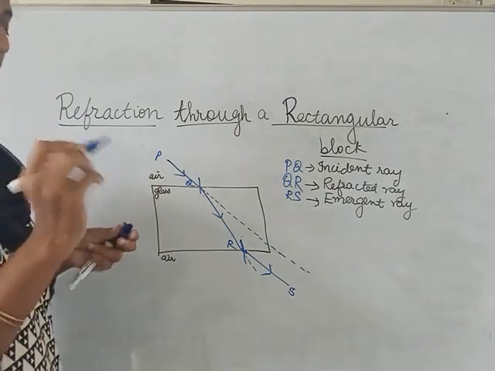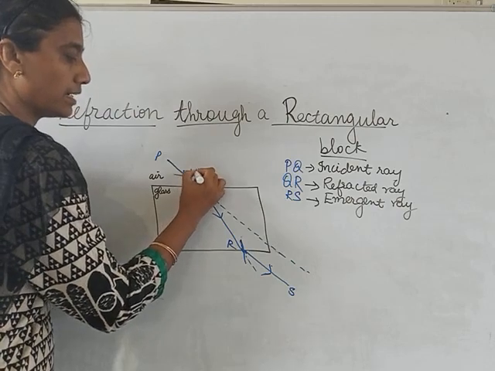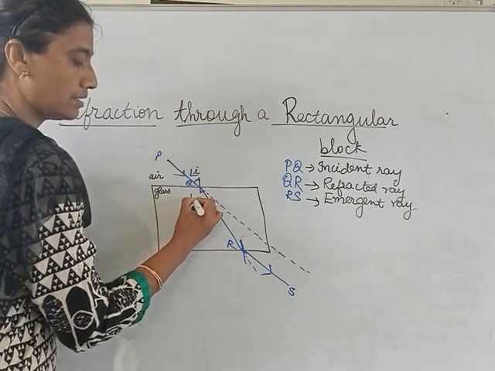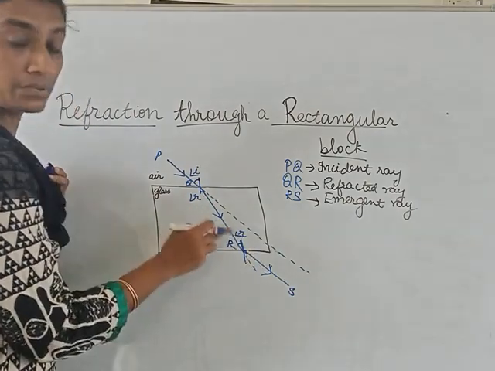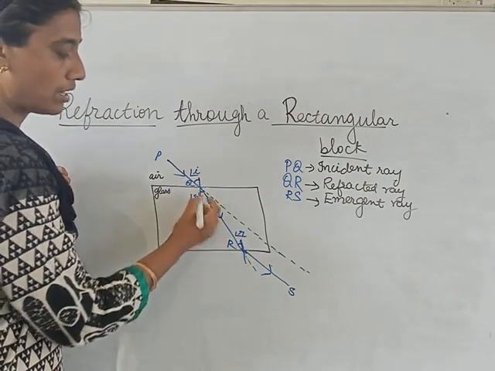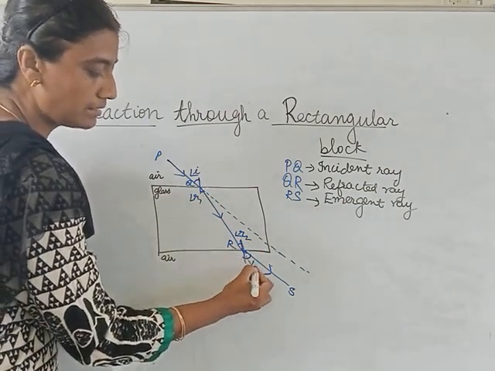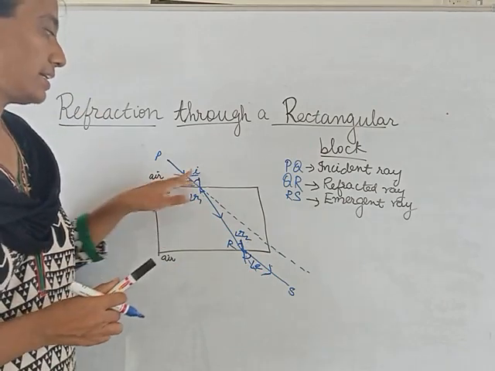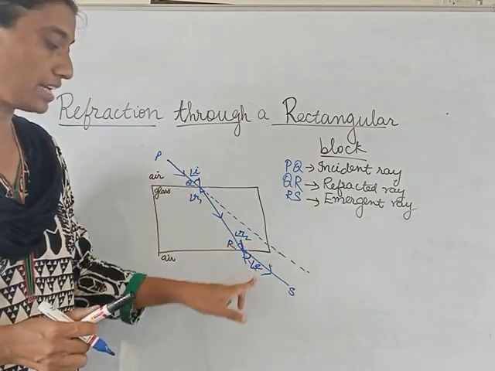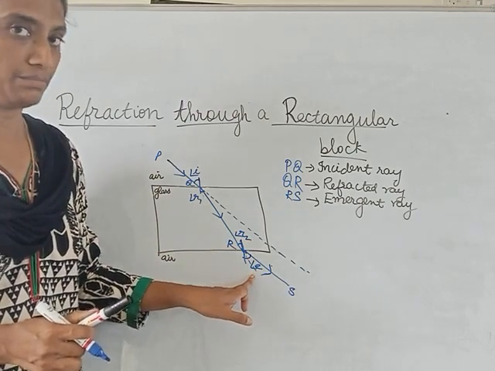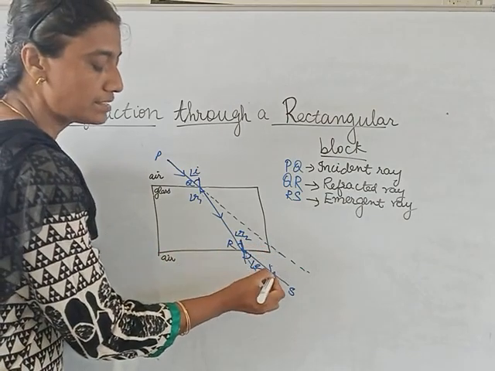Now before coming to that, we'll mark the angles, children. This is angle I, this is angle R, this also is angle R, both will be same. Angle of refraction R1, R2 we can say, and then this is angle E. Angle I is angle of incidence, angle of refraction R1 and R2 are angles of refraction, angle E is angle of emergence.